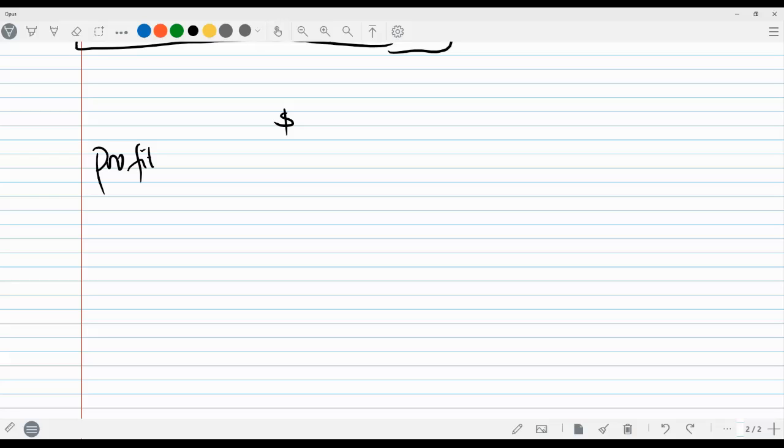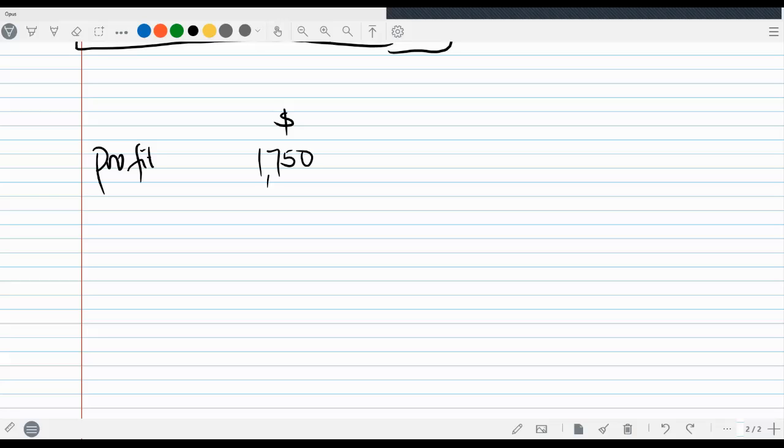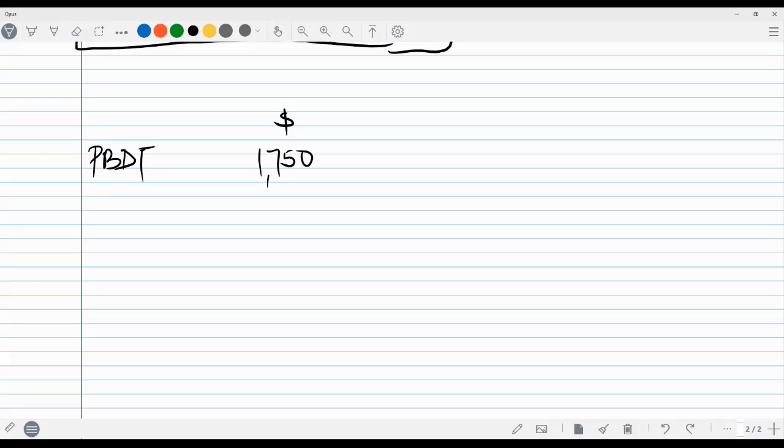Profit for the entire year is 1750. Okay, so this is profit before depreciation and tax. Therefore, we need to less depreciation, the loss of value of the asset. Okay, therefore, total depreciation.